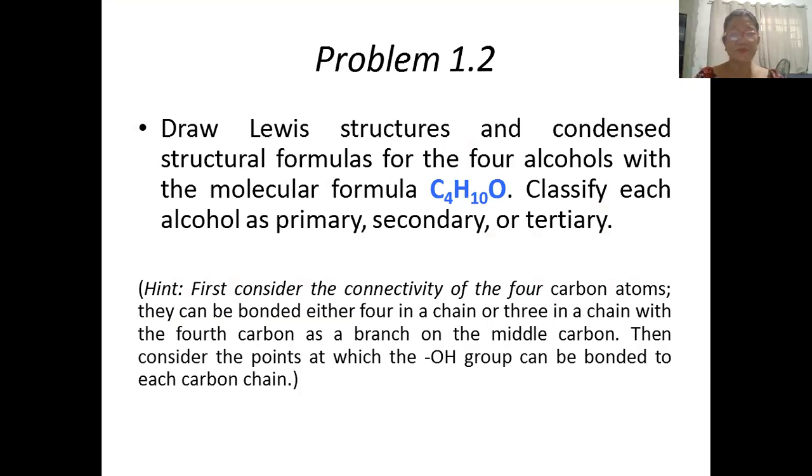So here, let us draw the Lewis structure for this, CH4. What's the hint? Start with the carbon. How many carbons? Four.